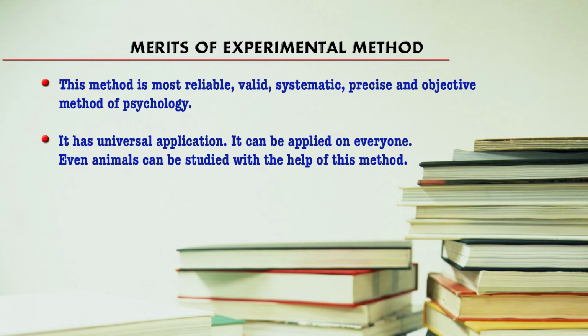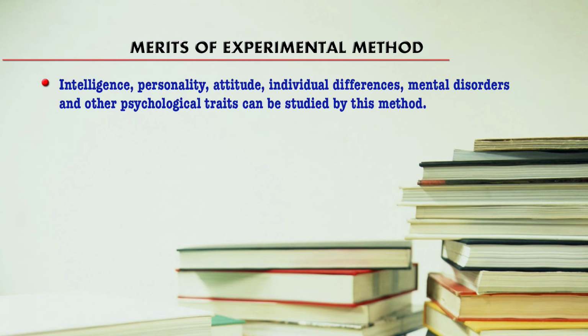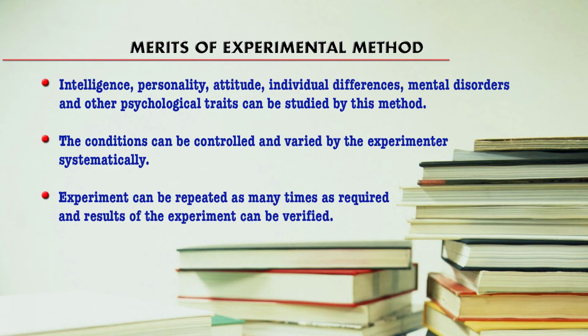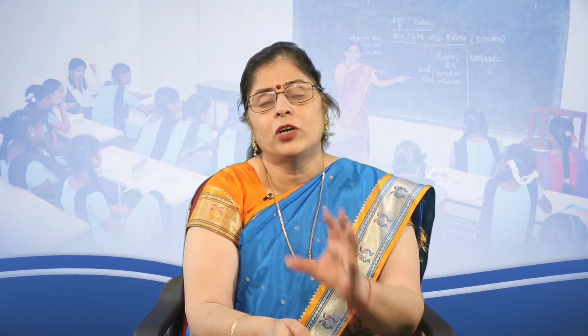Even we can have different animals on which we can experiment. We can use this method, and there are different attributes, like we have intelligence, personality, attitude, individual differences, mental disorders, and other psychological traits which we can easily study by this method. The conditions can be controlled and varied by the experimenter systematically. An experiment can be repeated as many times as required and the results of experiment can be verified. So this makes it one of the important methods for collecting the data for solving problems.